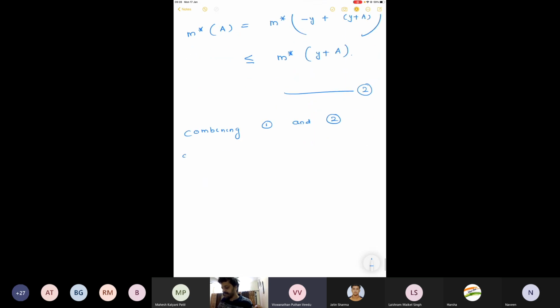We have outer measure of a set. The Lebesgue outer measure of a set is the same as the Lebesgue outer measure of its translated version, y plus A. Whether you measure now or you measure after y amount of time, doesn't matter. It remains the same.